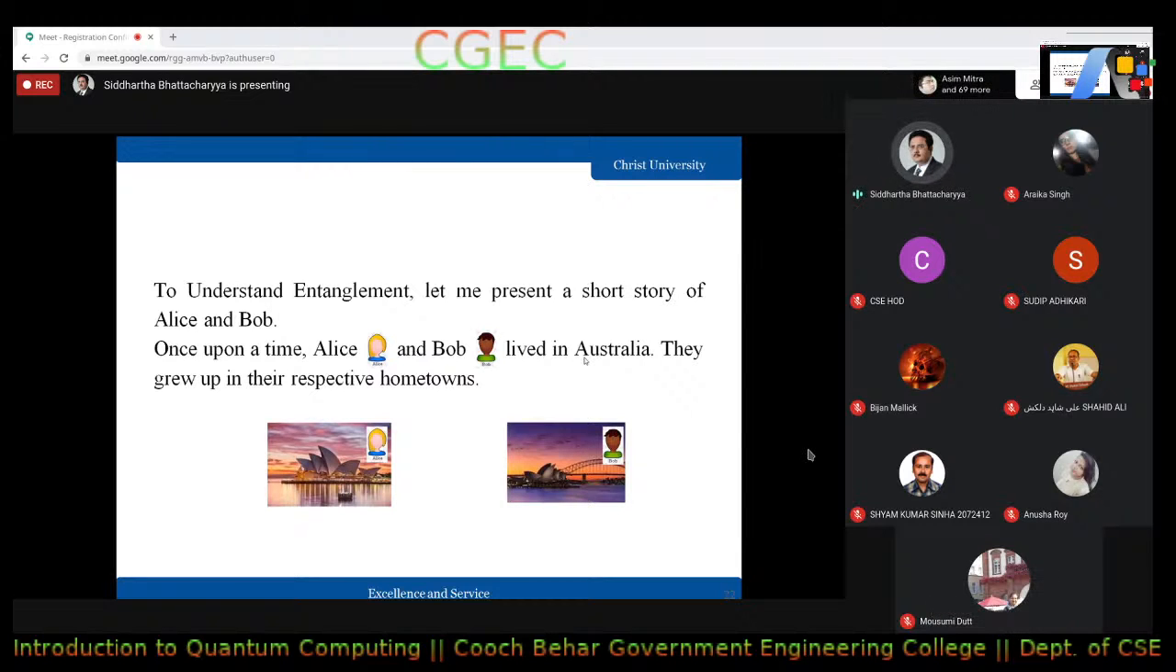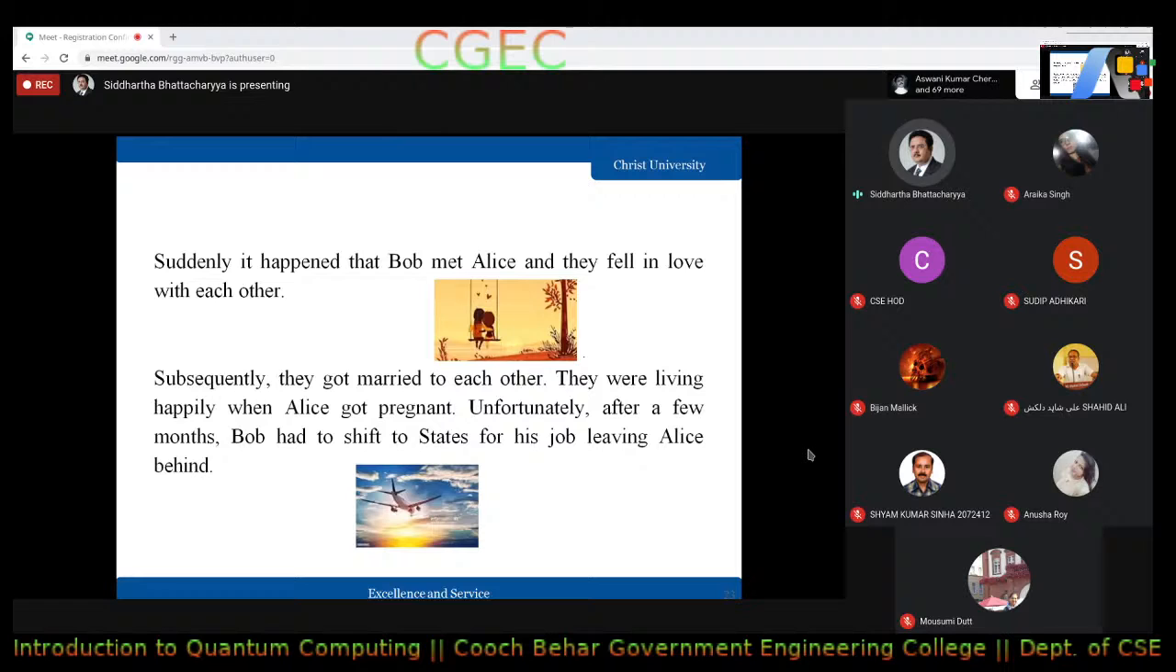They grew up in their respective hometowns. Both are living in Australia and growing up from childhood. Alice and Bob do not know each other. Okay. Suddenly it happened that Bob met Alice and they fell in love with each other. Fine. Subsequently, they got married to each other. This point is very important.